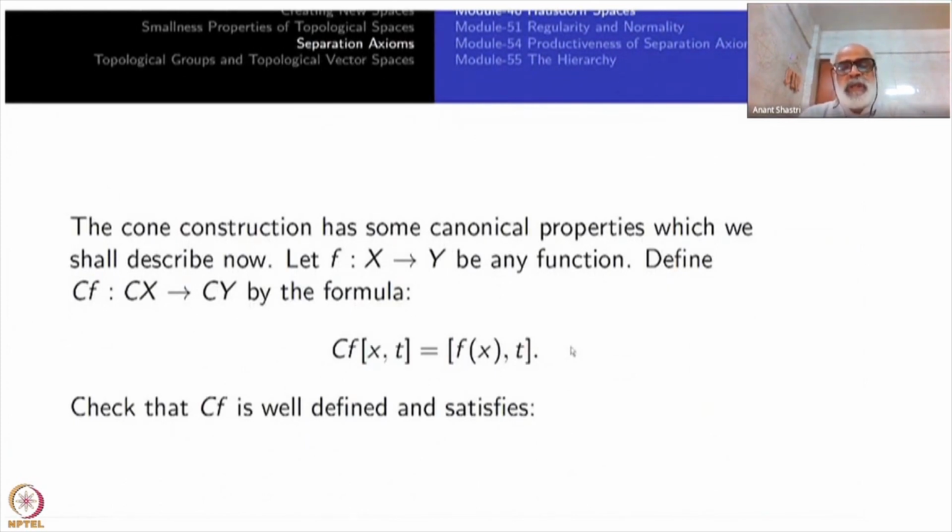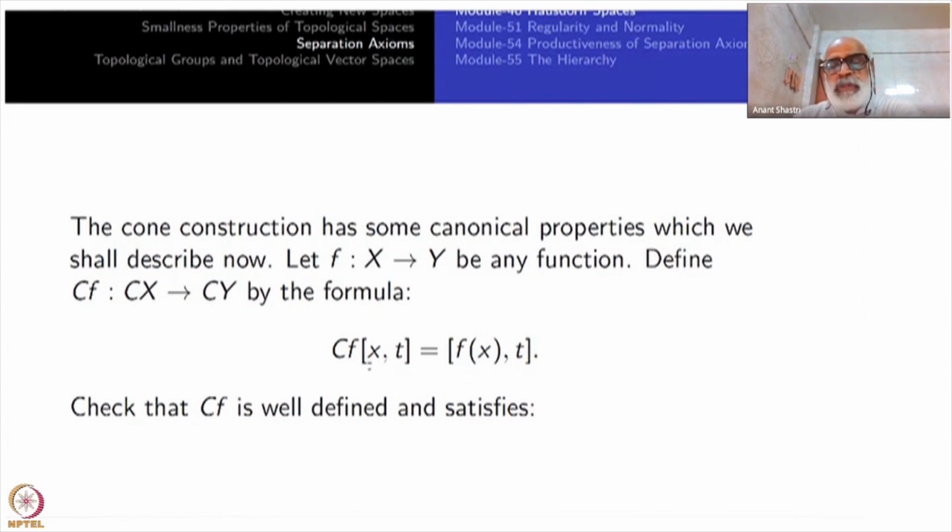What is the meaning of this canonical property? Suppose you have a function f from X to Y, any function. Then you can define Cf from CX to CY. So you have defined the cone over a space; now I am defining the cone over a function. So what is Cf? Cf is a map from CX to CY. First you define it from X cross J to Y cross J to be f(x, t) equal to (f(x), t), and then you take the class.